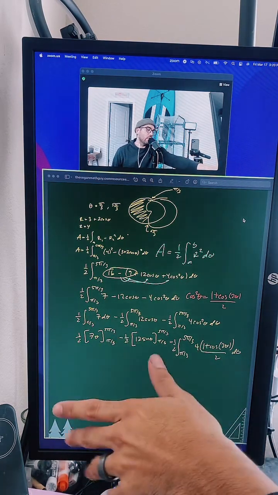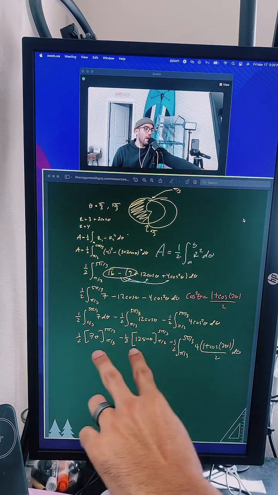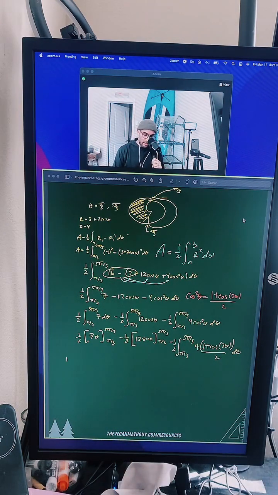I'm just going to implement the first fundamental theorem for both of these terms. So I'm going to have 1/2, and this is going to be 35, because I'm plugging in the 5 pi over 3. 35 pi over 3 minus 7 pi over 3 minus 1/2, and now I have 12 sine of 5 pi over 3 minus 12 sine of pi over 3.